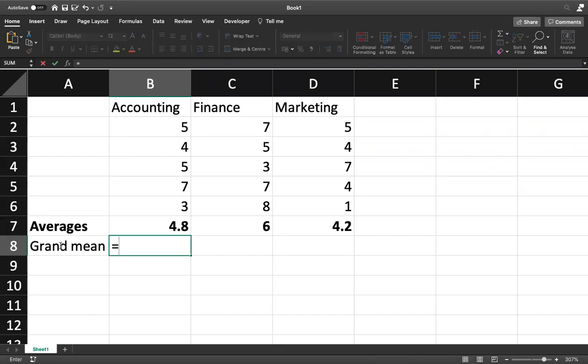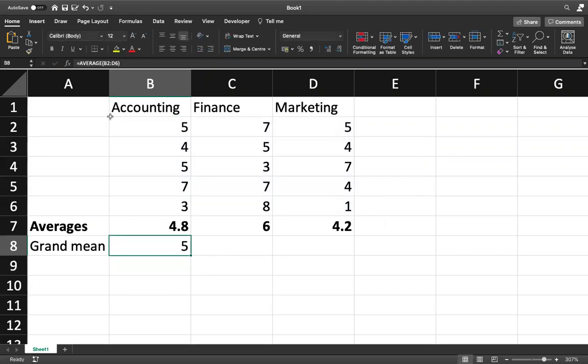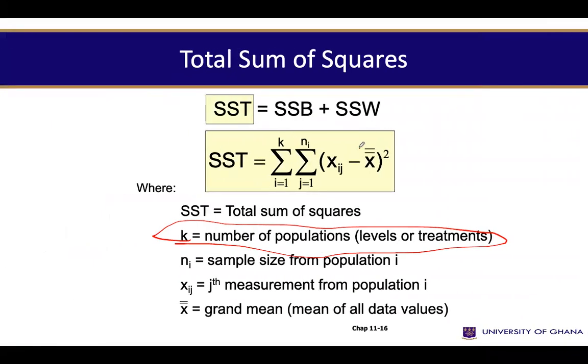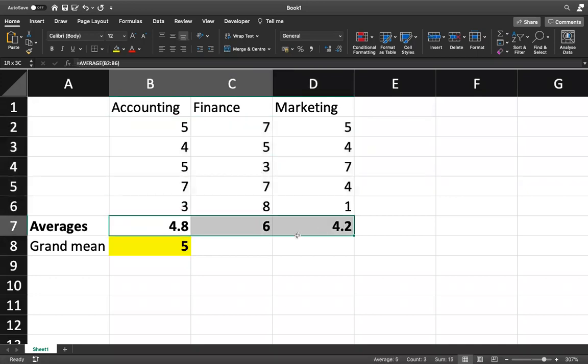If I'm calculating the grand mean, I'm looking at the average of all the numbers irrespective of the group that they belong to. This is what we term the X double bar, or X bar bar. It is just the mean of all the values, the grand mean, or the mean of the means. If I take the mean of all of these, I get the same as what we have there.